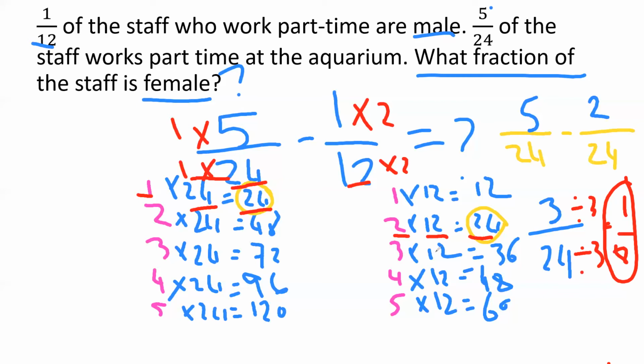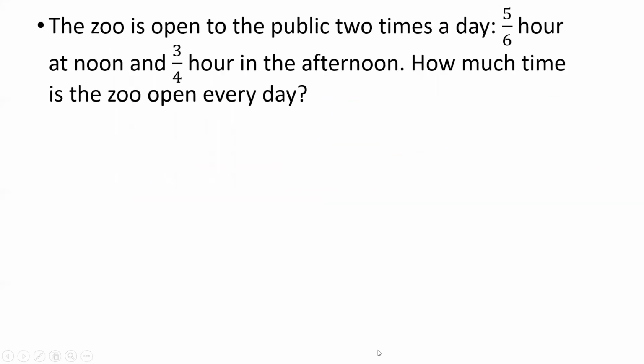Let's look at another problem. This question says, the zoo is open to the public 2 times a day, 5/6 hour at noon and 3/4 hour in the afternoon. How much time is the zoo open every day? So in this question, I have to add up the 2 times that the zoo is open to find the total fraction of hours the zoo is open a day. So I am adding 5/6 plus 3/4.